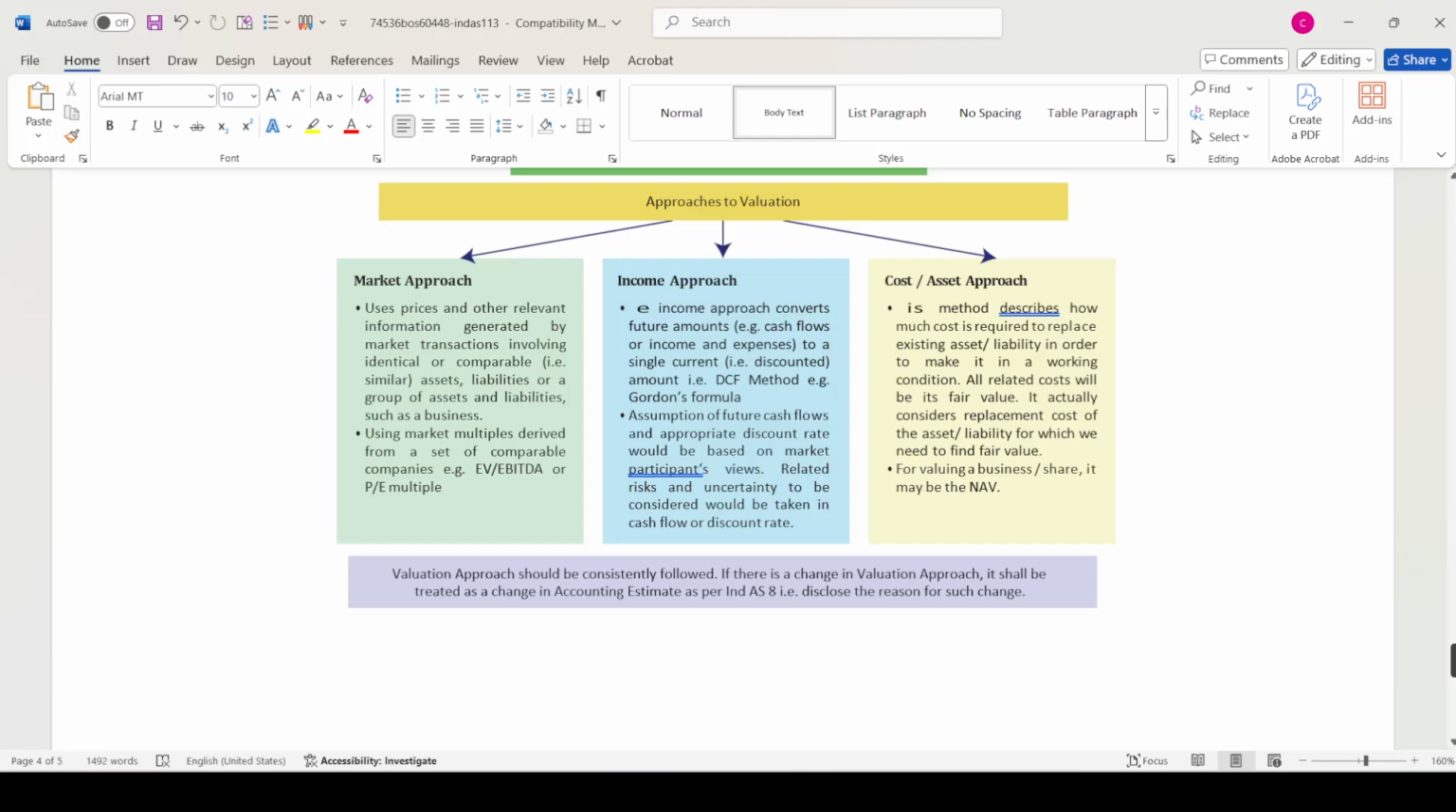While valuing an asset or a liability on the balance sheet, we should consistently use the same valuation techniques, right? If we want to change the valuation technique in order to make it more reliable and a more faithful representation, then it is a change in accounting estimate and it should be followed as per Ind AS 8 prospectively, not retrospectively.